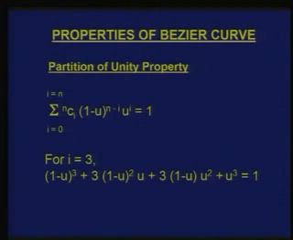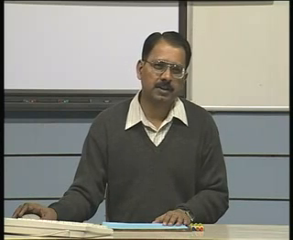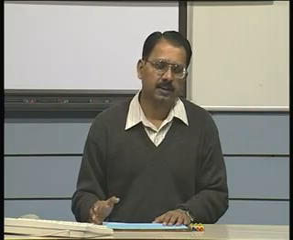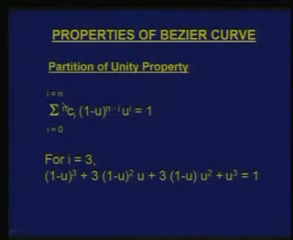Another very interesting property of the curve is what is called the partition of unity property. We have seen that a cubic curve is defined by 4 points, x0, x1, x2 and x3. There is some weightage given to x0, x1, x2, x3 in terms of an expression. For example, if I take n equal to 3, I have 3C0, which is 1, times (1 minus u) to the power of cube and u to the power of 0, that is my first term.